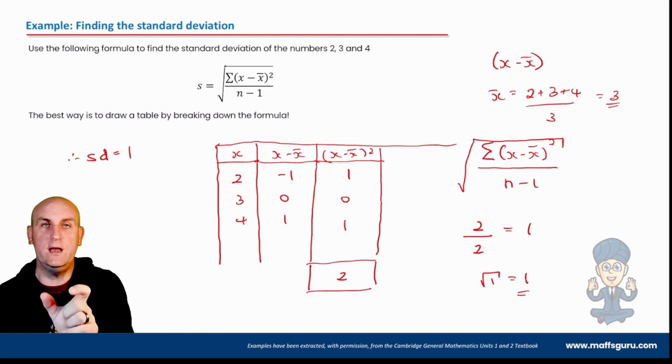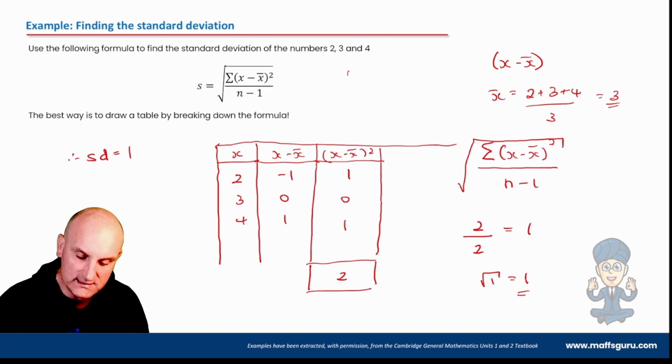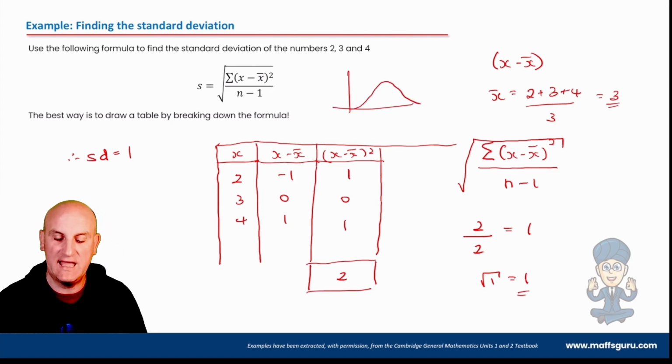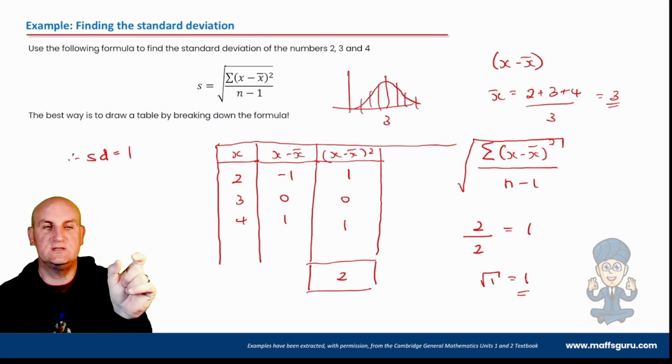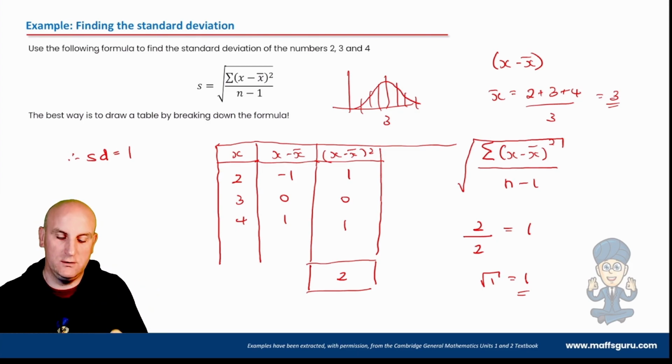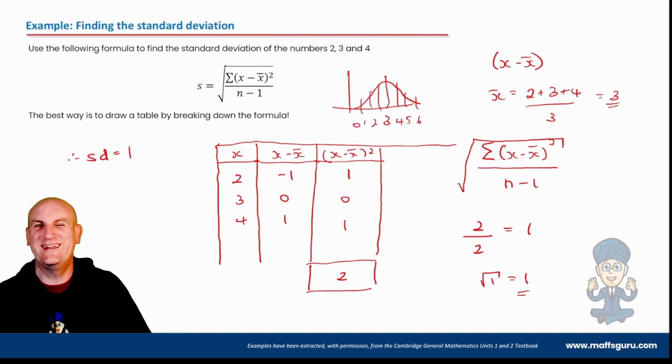That means there is 1 unit. If I was to draw this as a bell curve, making this really untidy, it's centered around my average. So it's centered around my mean, which was 3. And if I was to split this into sections, each of those sections would have a width of 1 unit. So it'd be 3, 4, 5, 6, 3, 2, 1, and 0. And again, this becomes massively important later on.